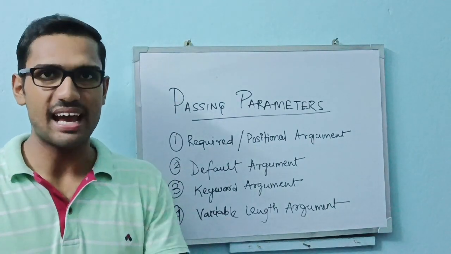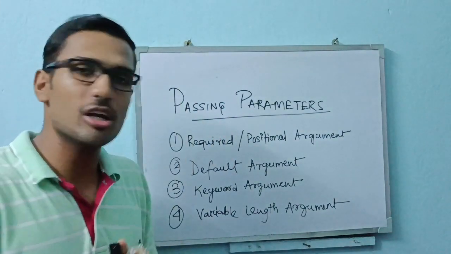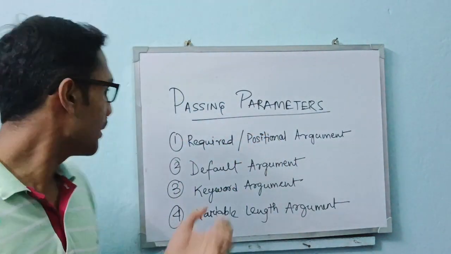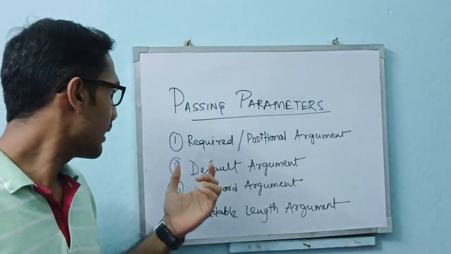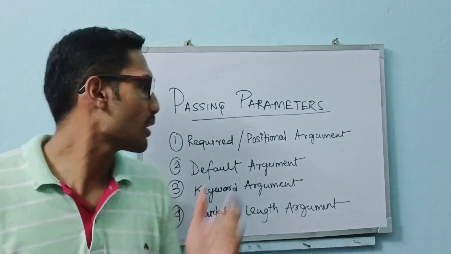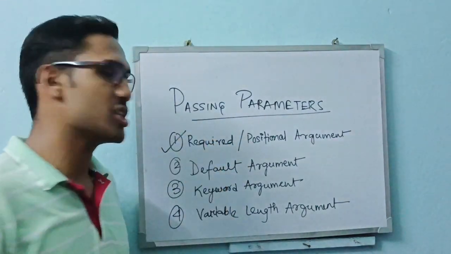Welcome to SDG classes, and today's topic is passing parameter. In this particular topic, we have four subtopics: required or positional argument, default argument, keyword argument, and variable length argument. In today's video, we will try to complete the first topic, that is required or positional argument.